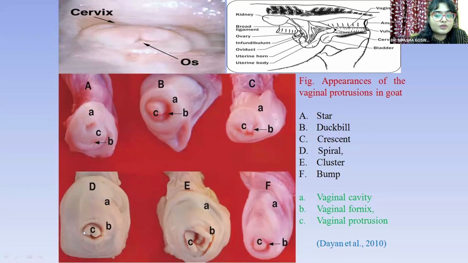And this one is known as the D. This one is known as spiral. The E, this one is known as cluster. You can find there are different types of cluster-like structures. And if there is only a bump, that's why this structure is called bump. So this type of structure we can find during artificial insemination in sheep and goat.